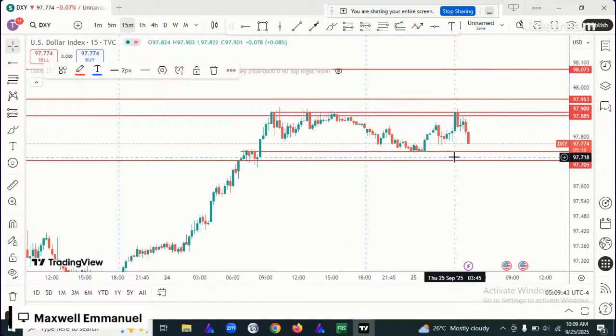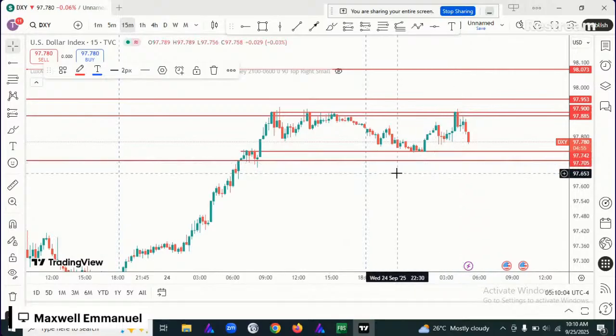Technically, the US dollar should sell. Dollar should be bearish technically. But like I said, if the news comes out positive for the dollar, price might break out from the resistance and keep going bullish. But technically, the dollar index is bearish. Technically, it should sell. I hope that is clear.